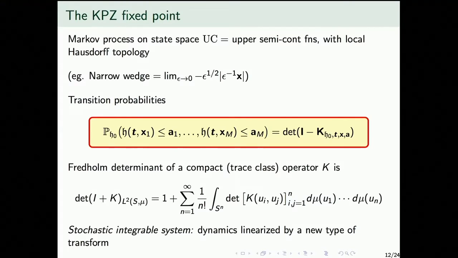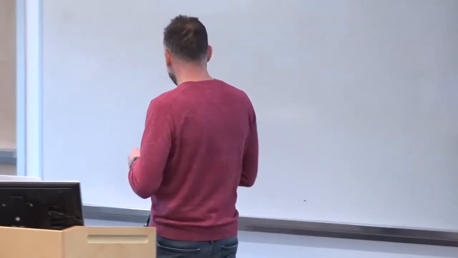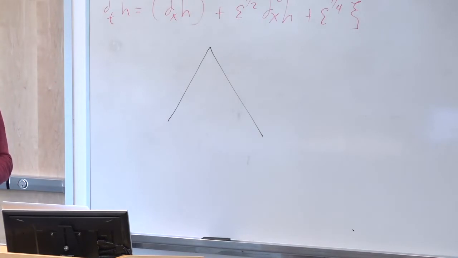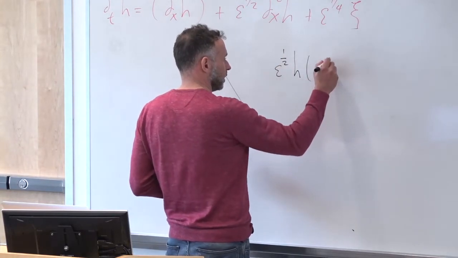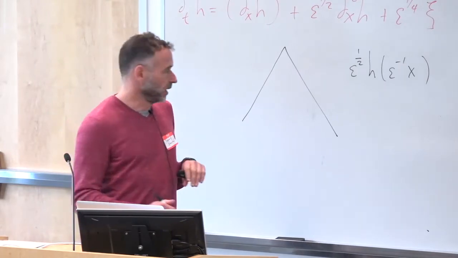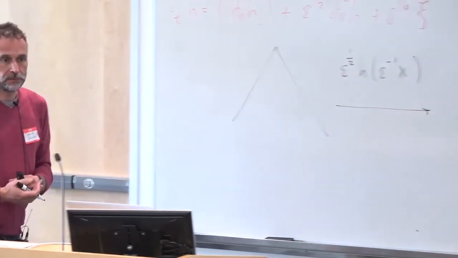Okay, so what's the KPZ fixed point? First of all, I have to tell you, it's a Markov process on some state space. And it's not natural to take the state space to be the space of continuous functions. Why not? Because if you think about this initial data, which was one of our basic initial data, we're rescaling like this. Forgetting time, that's our rescaling. So that thing gets narrower and narrower and goes to this. And that's not convergence of continuous functions.